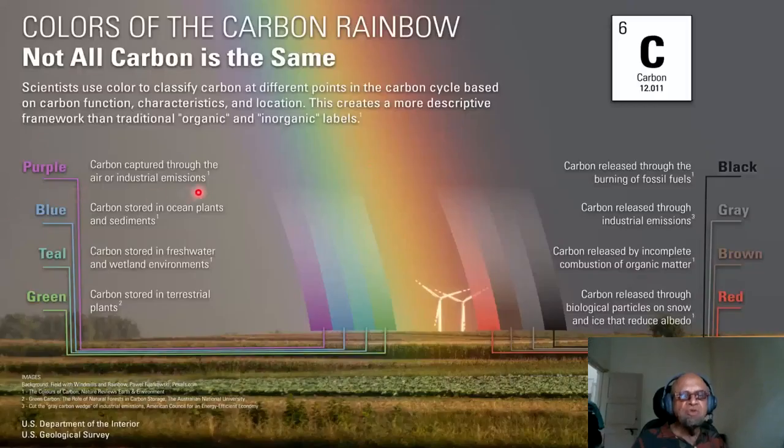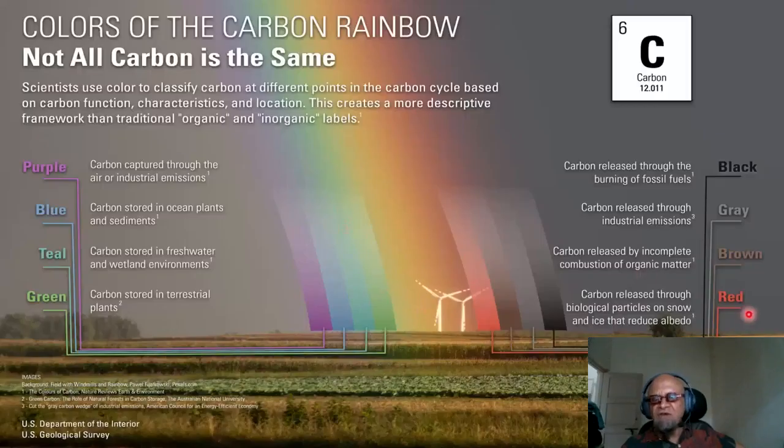Okay, what is purple carbon? Carbon captured through the air or industrial emissions. Blue carbon is of course stored in ocean plants and sediments. Teal is carbon stored in freshwater and wetland environments. Green is of course carbon stored in terrestrial plants, as we mentioned. So they are corresponding to this part of the rainbow here.